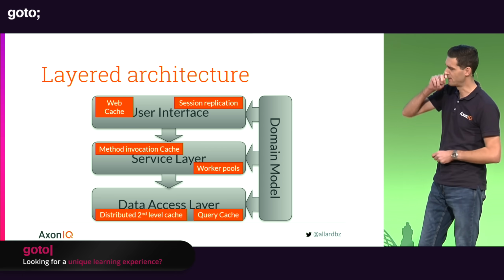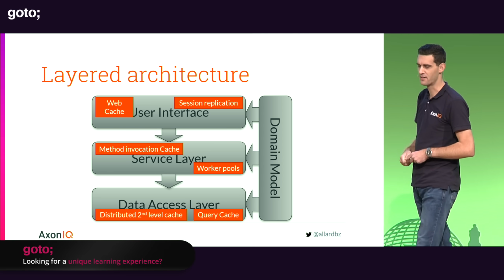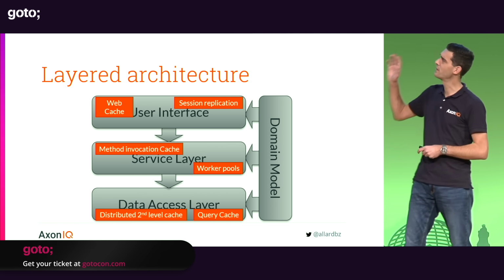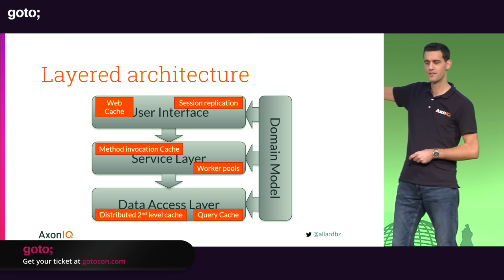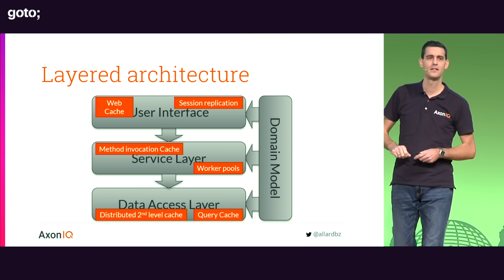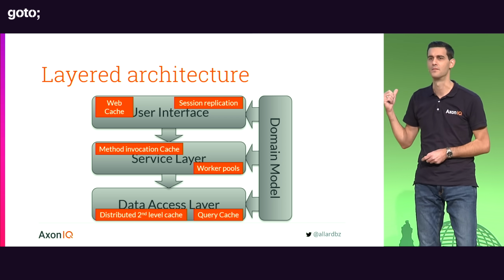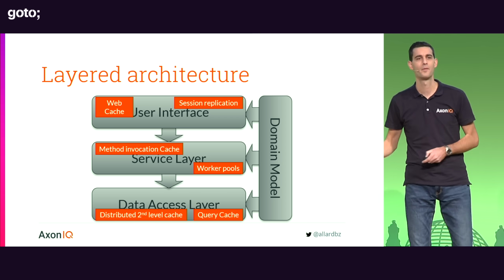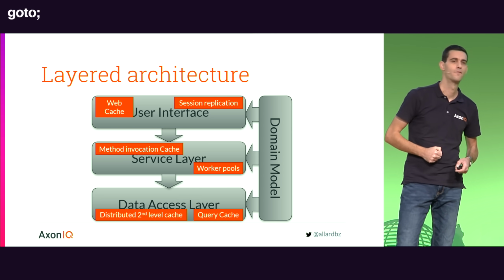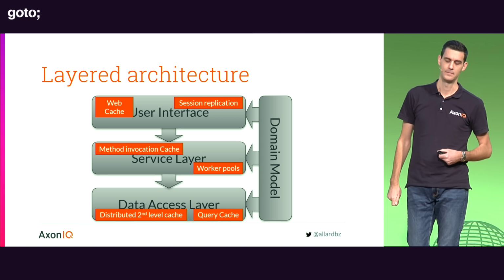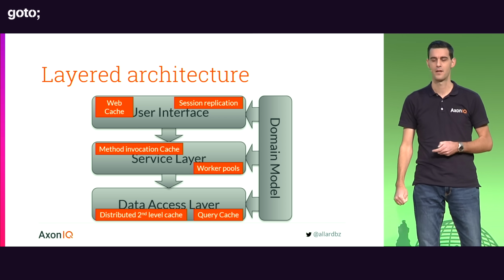But the thing that struck me while creating this diagram, and I've been using the diagram for a while, is that all the solutions that we do are in the user interface layer, service layer, data access layer. But the real problem is in the domain model. The domain model that we were using was not suitable for the activity that we want to implement in this application.